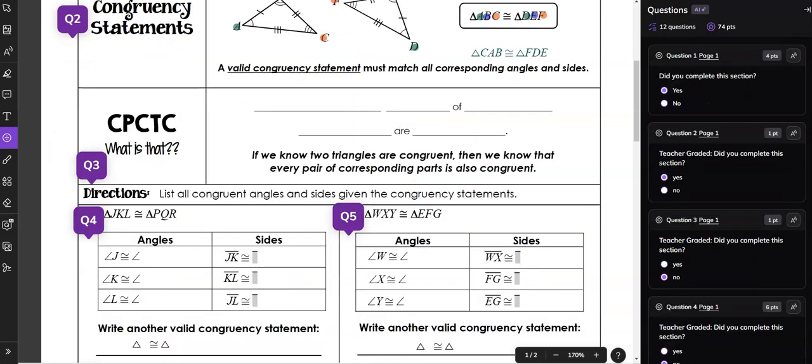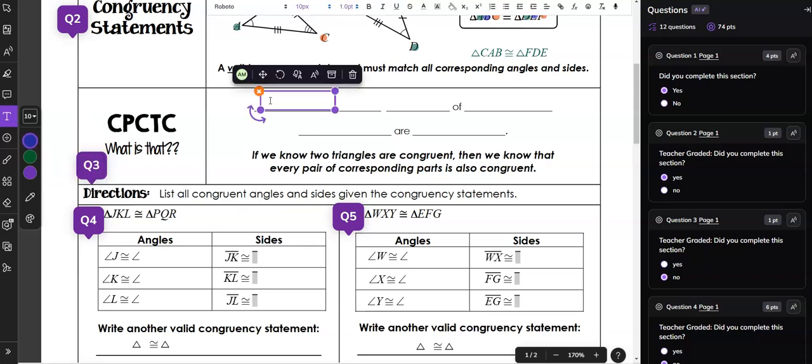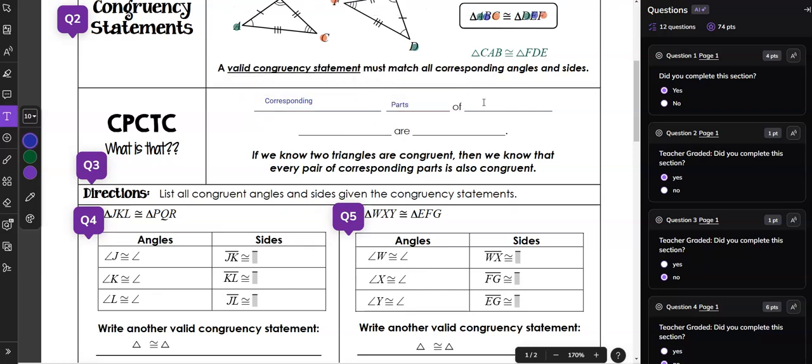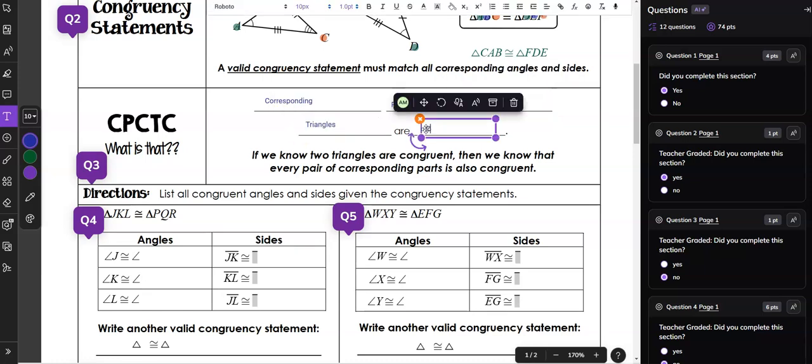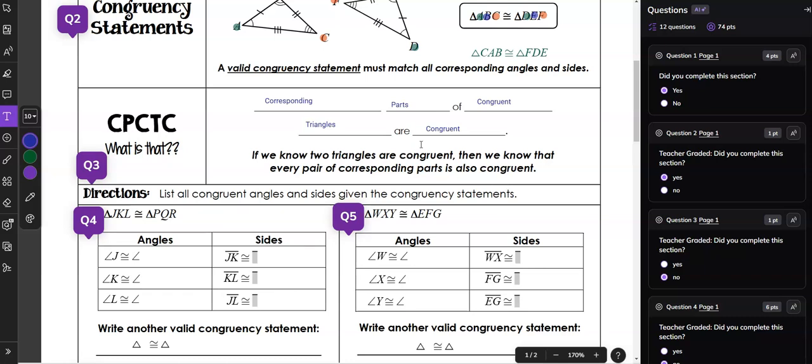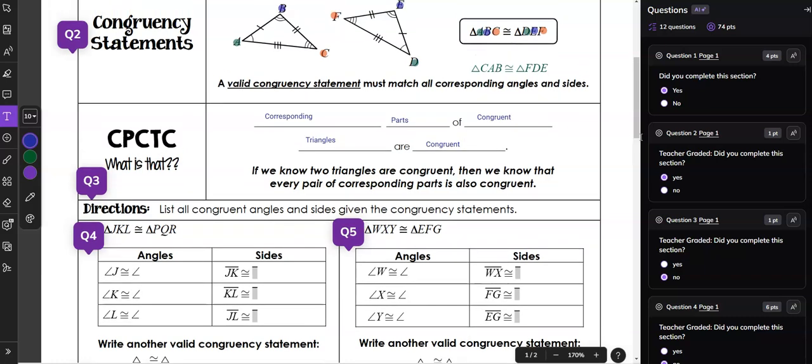All right, so the next important part is a very important acronym that we will use in this unit a lot, which is CPCTC. It's a little bit of a mouthful to say, but what it means is corresponding parts of congruent triangles are congruent. So if we already know that two triangles are congruent, then we know that every pair of corresponding parts is also congruent. So that's what we have here.